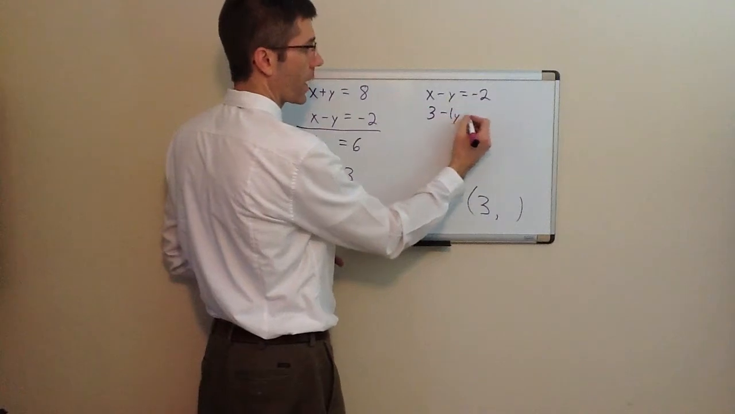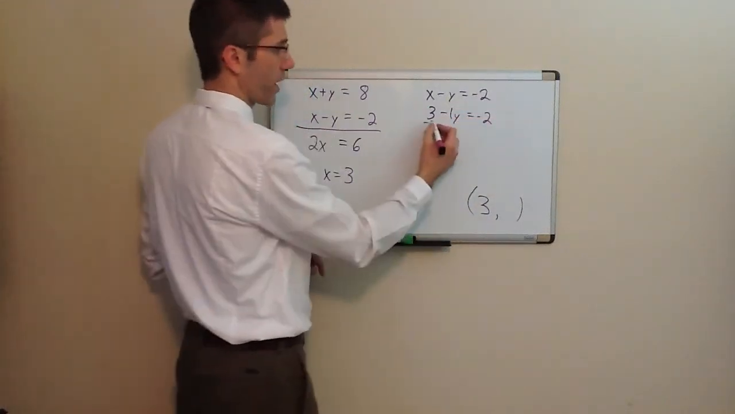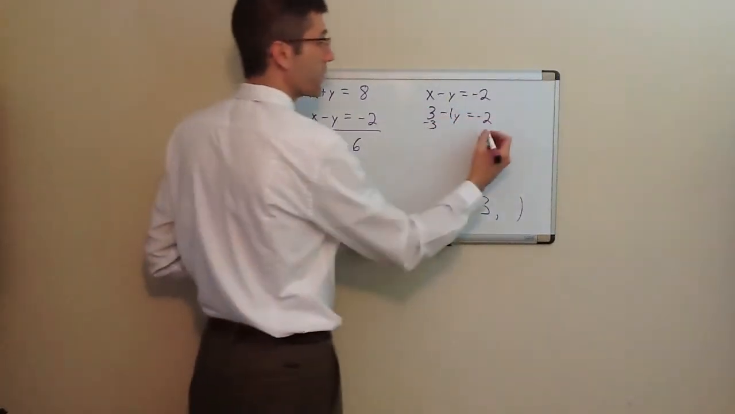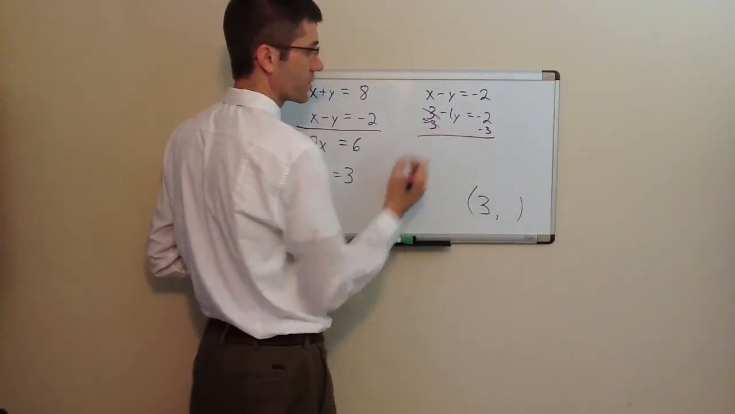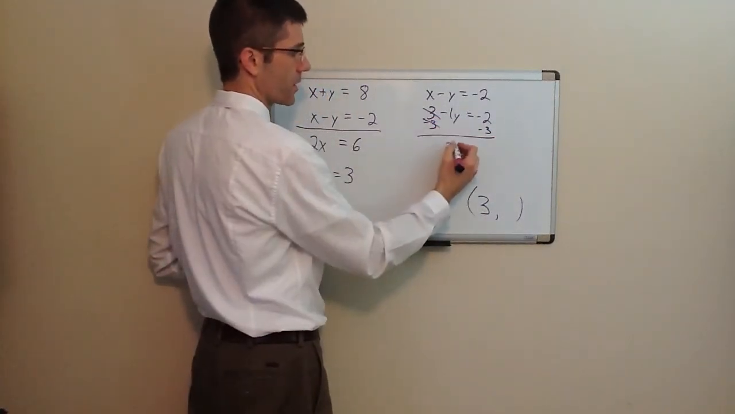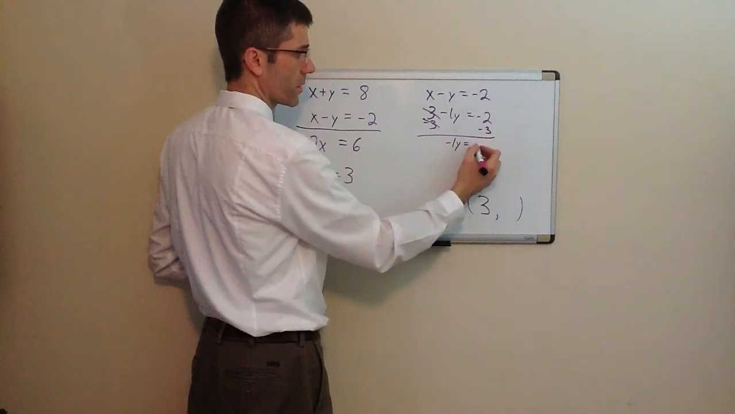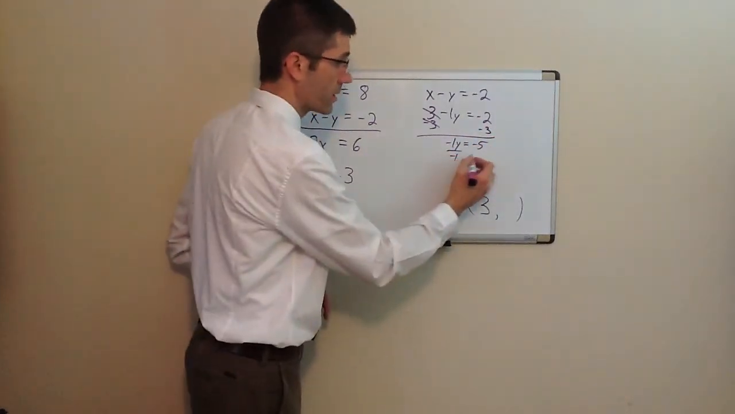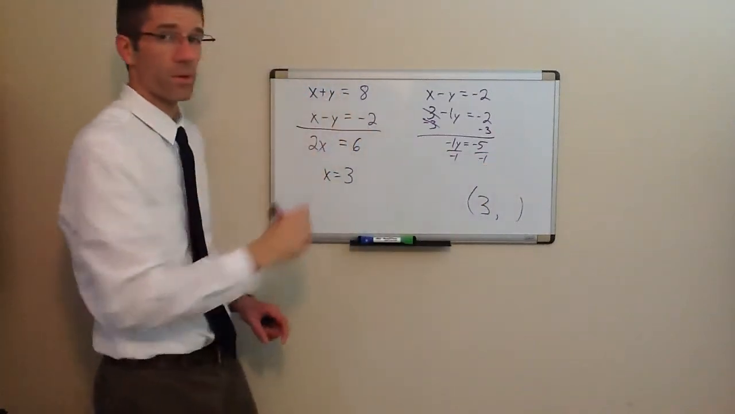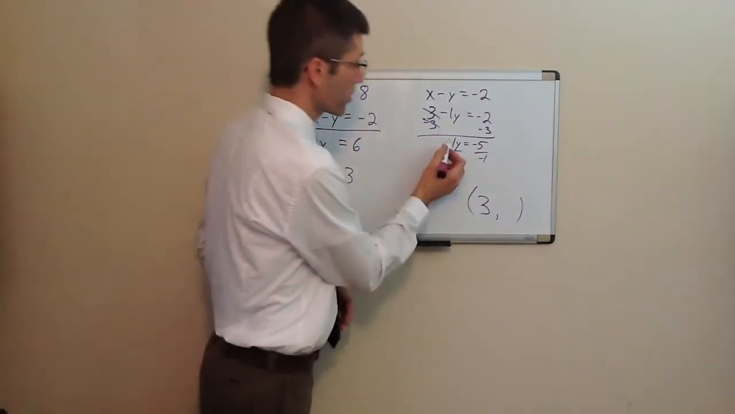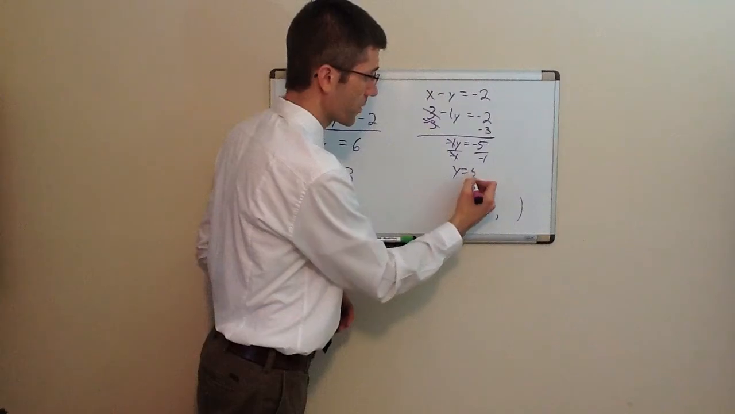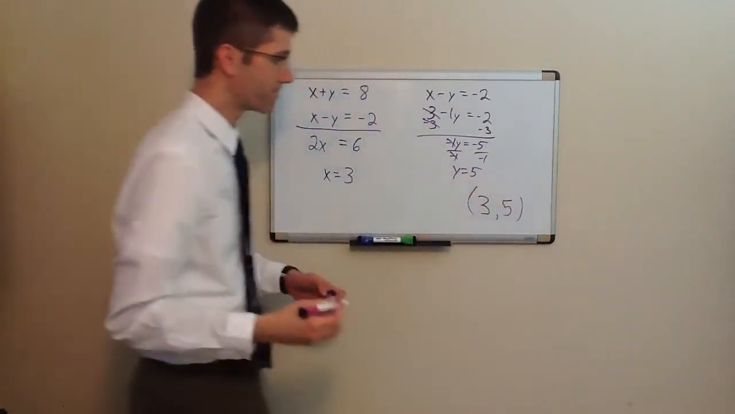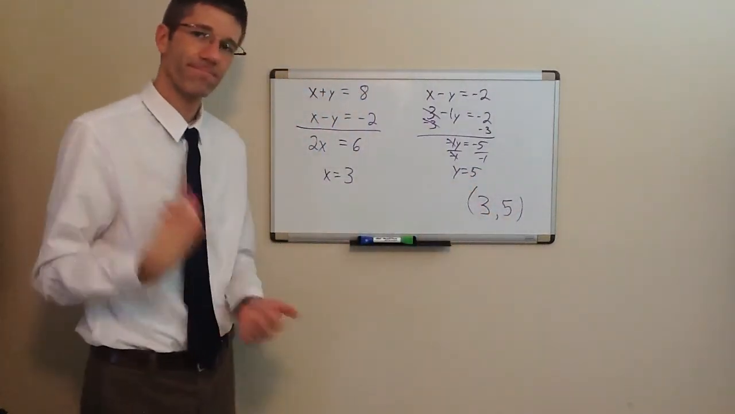3 minus 1y equals negative 2. And we're going to subtract 3. It's actually similar to what we just did on that last problem. Those cancel, or I'll subtract them. So negative 1y equals negative 2 minus 3, which is negative 5. And we're going to divide by negative 1. Yes, it would have been easier to plug it into the top equation, but either equation works. So y equals 5. There we go. We found it. Have fun.